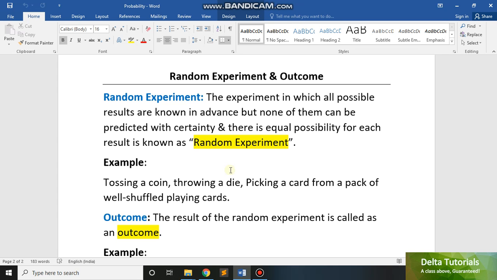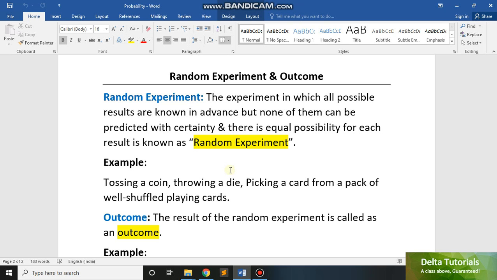Now the example is tossing a coin, where we have equal possibility of getting heads as well as a tail, but only one result we will get. So that result of a random experiment is called an outcome.